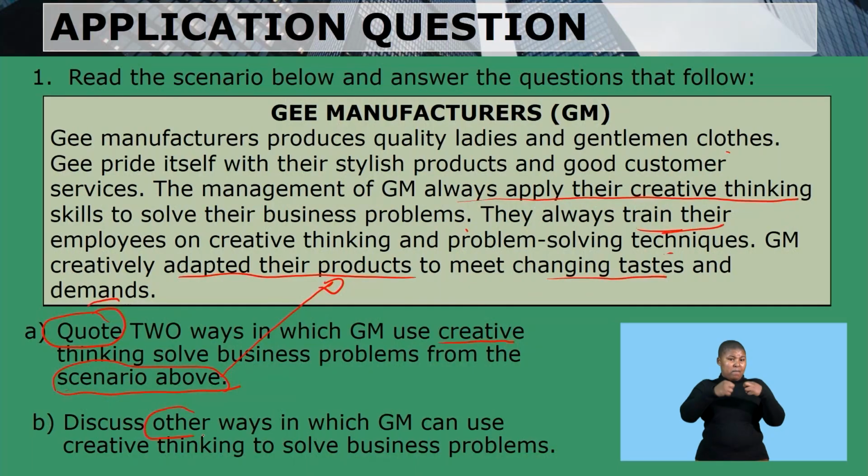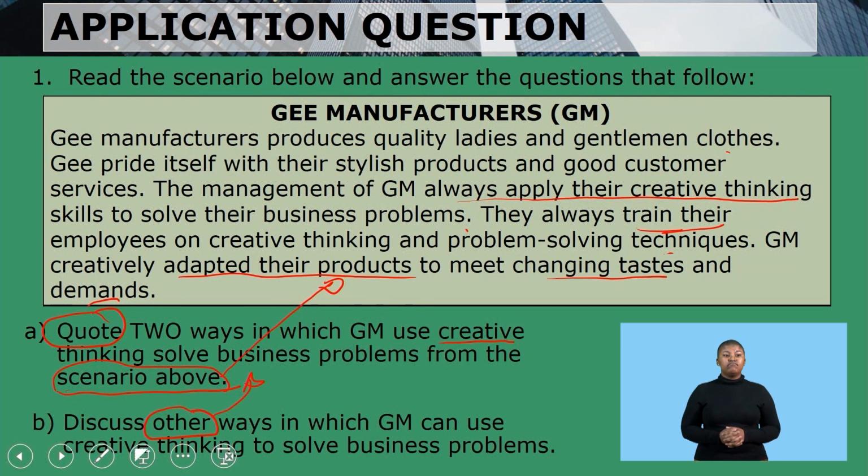The second question says, discuss other ways in which GM can use creative thinking to solve business problems, right? Another keyword that we are getting, other ways. Other ways is other than the 2 that are mentioned in the scenario above. So in 1A, you are quoting from the scenario, 1B, other ones. So meaning others that are not included in the scenario. With the few seconds that I've given you, I hope you've identified ways in which GM uses creative thinking to solve business problems.